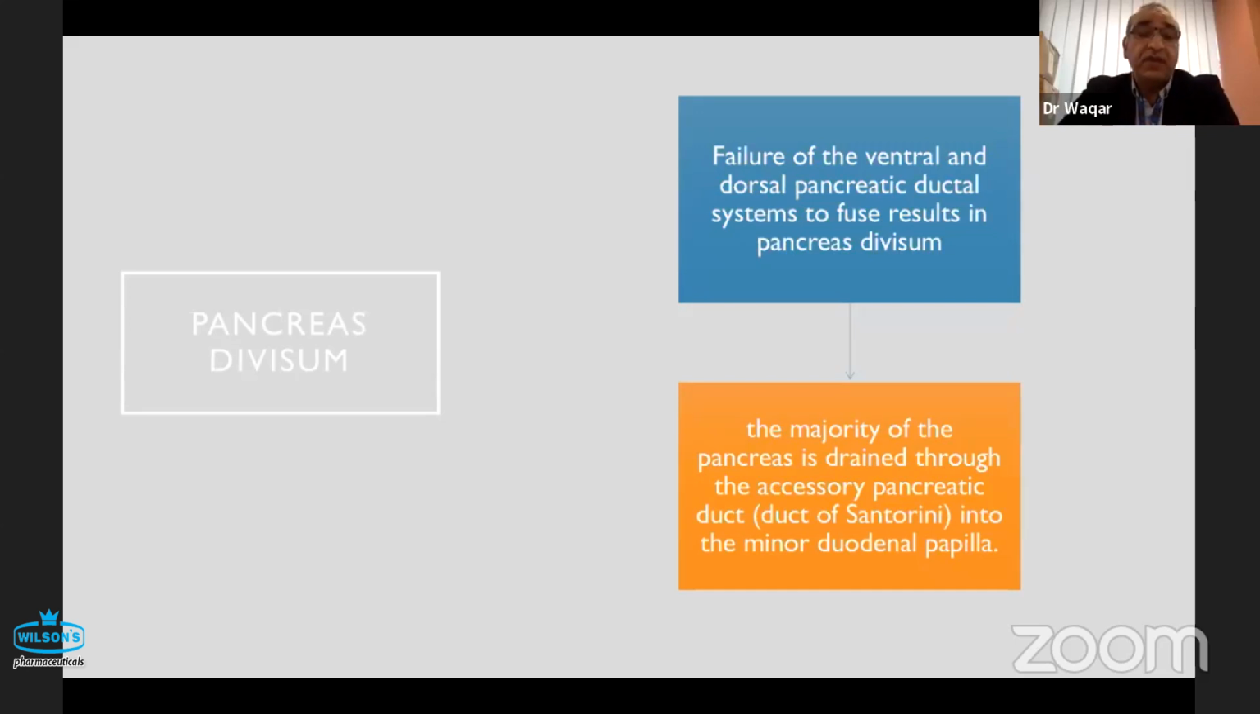Brief mention about pancreas divisum. This is failure of the ventral and dorsal pancreatic ductal system to fuse, because embryologically, if the fusion doesn't take place, it results in pancreas divisum, in which case the majority of the pancreas is drained through the accessory pancreatic duct into the minor duodenal papilla.